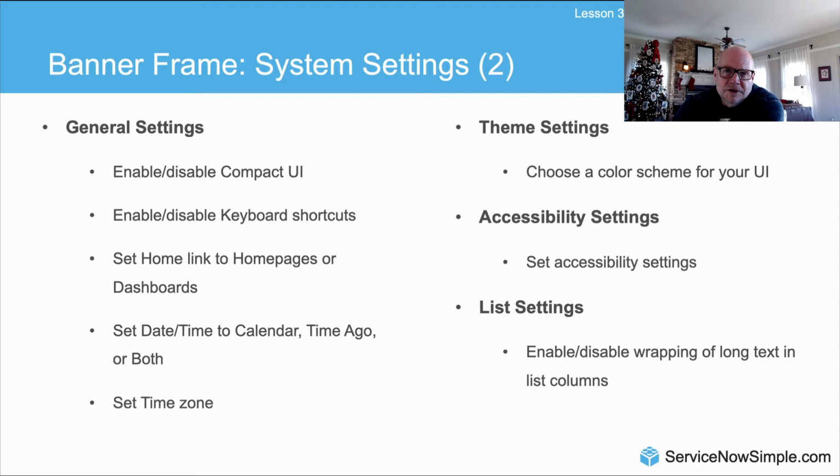General settings. You can go into System Settings, General Settings tab, and you can do all sorts of general configuration type things. They have the ability to compact the user interface. It sort of shrinks some of the tools down so that things look a little more compact on a smaller screen. You can enable, disable that. You can enable or disable keyboard shortcuts as you like.